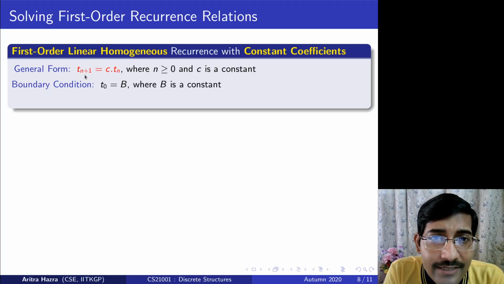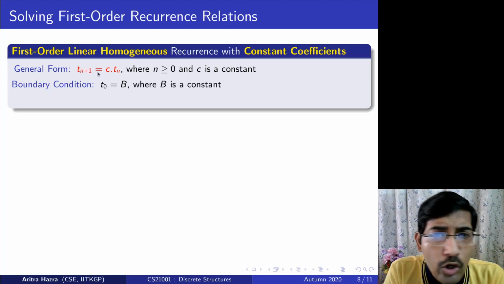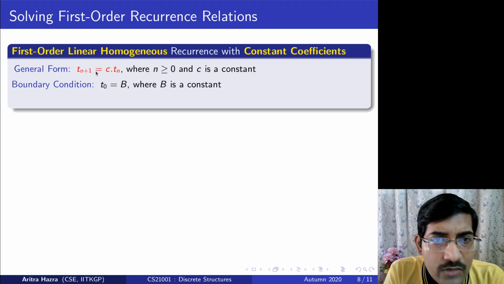What is linear? The function that you compute is of linear type. So it is not a squared, cube or log function. It is just Tn plus 1 equal to C Tn. So this is not log Tn plus 1. This is not Tn square something. So this is linear.